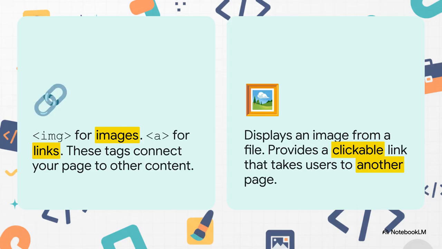And now, for two of the most powerful tags out there: img, for putting images on your page, and A, for creating clickable links. But you might notice they look a little different. They need some extra information to work properly, like which image should I show, or where should this link actually go? And that leads us perfectly into our next big concept.